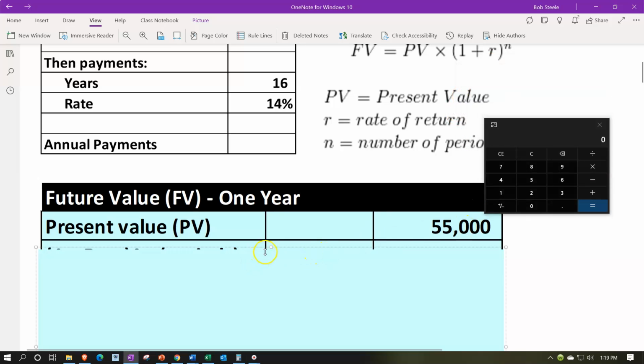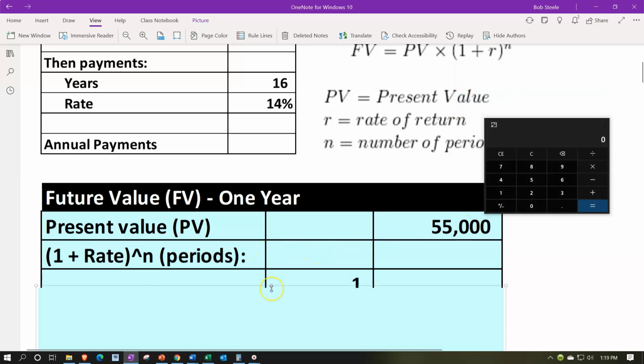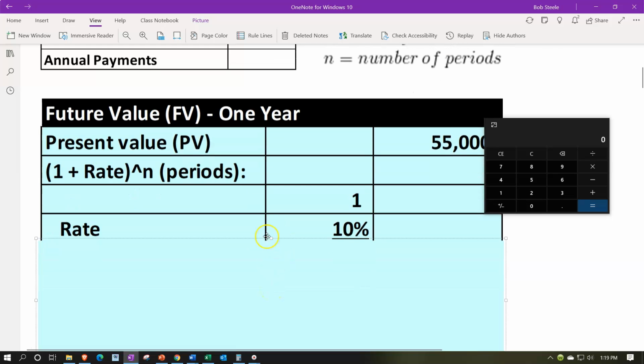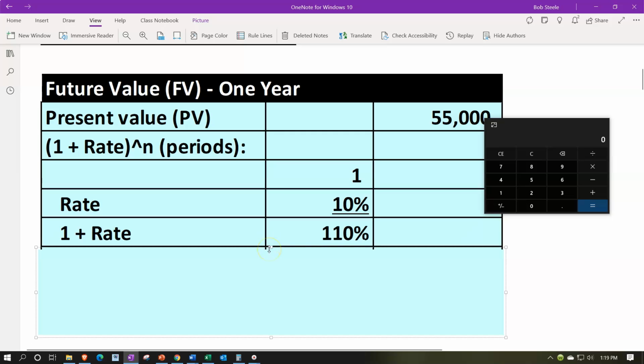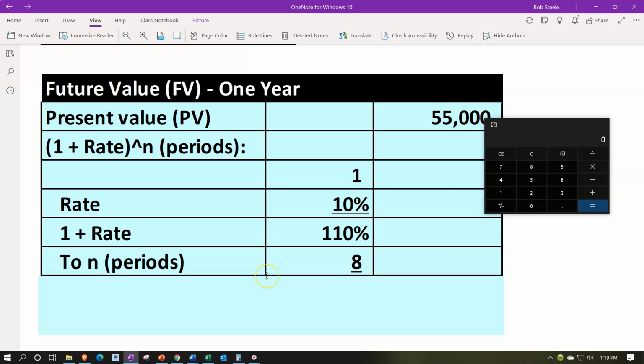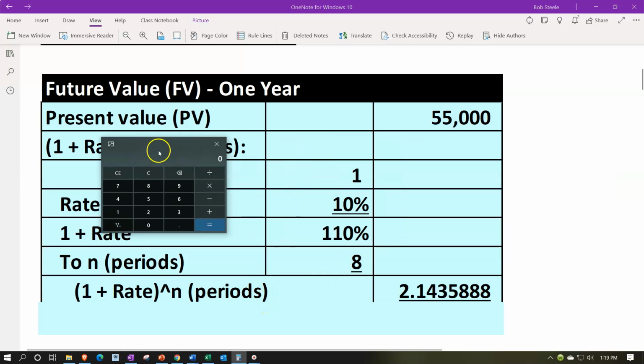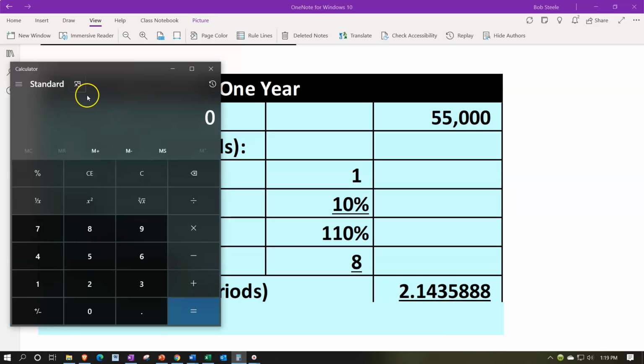And then we're going to pull into the inner column the 1 plus the rate to the n. So there's going to be the 1 plus the rate at 10% adds up to 110% to the number of periods, or 8. And that's going to give us our number down here. Let's run that through our calculator real quick just to practice the fact that we do need a calculator that will then have to the power of.